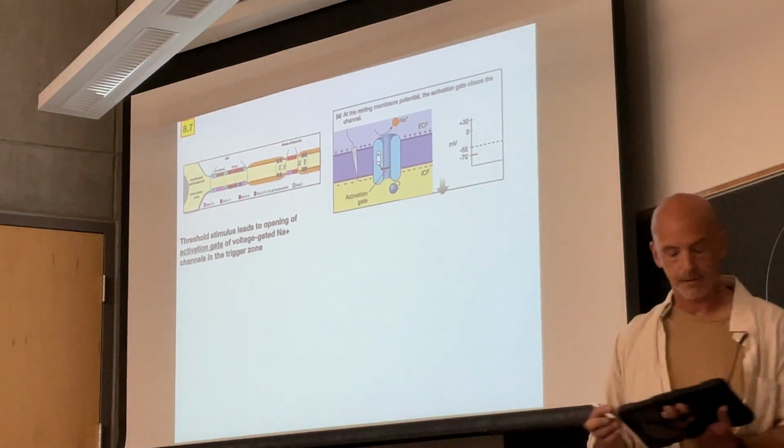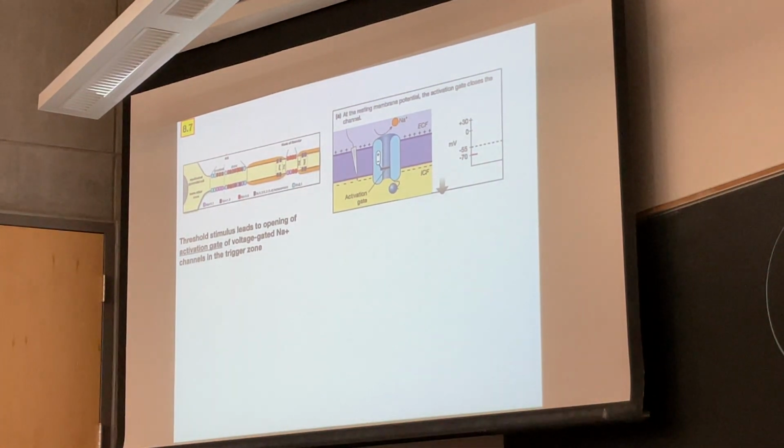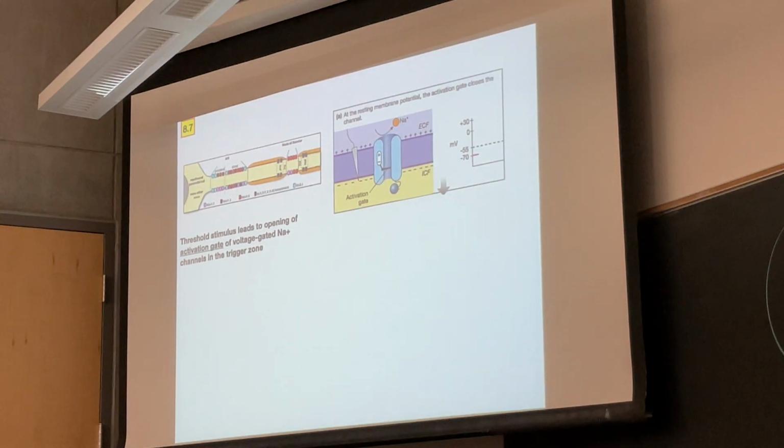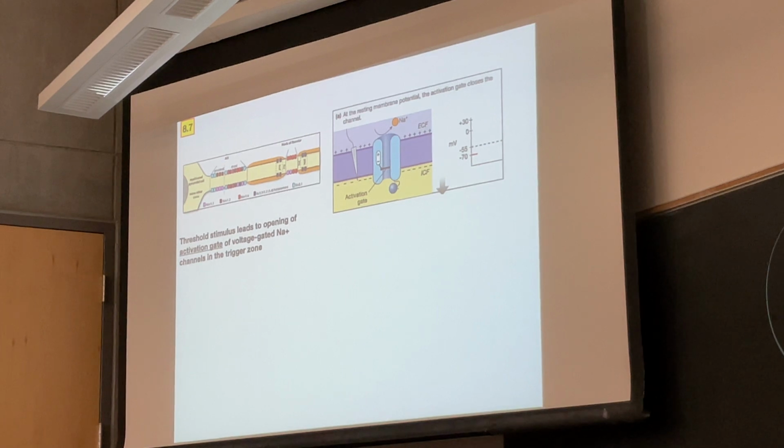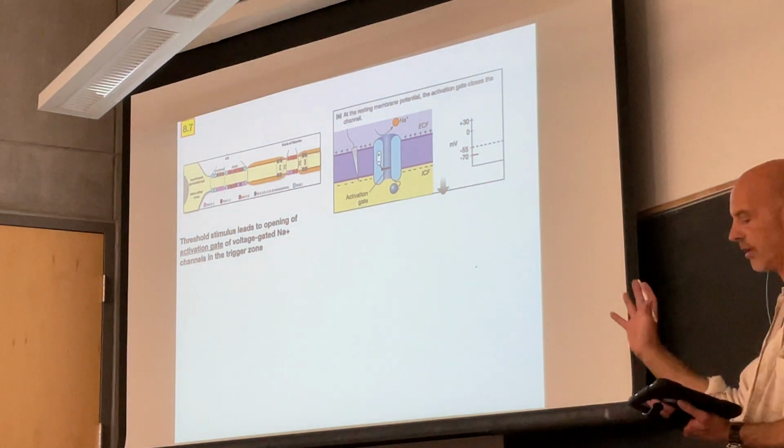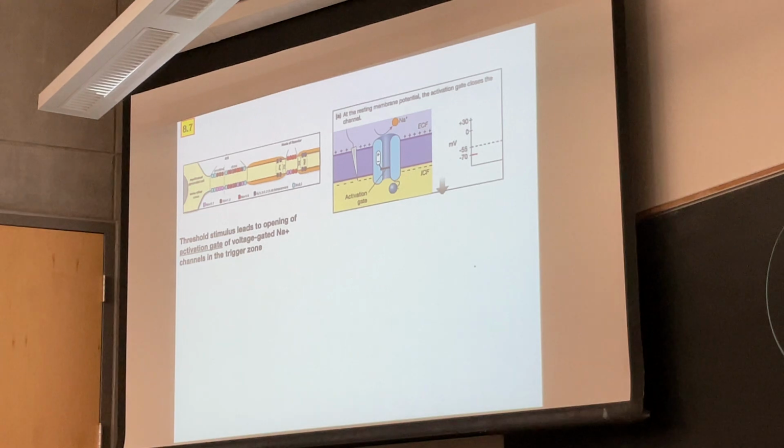So let's walk through it. Over here, resting membrane potential. We're sitting there, and sodium is kept out because of the phospholipid bilayer. It would like to get in, but it can't. At a certain voltage, at minus 70, those gates are closed. Sodium cannot get in.